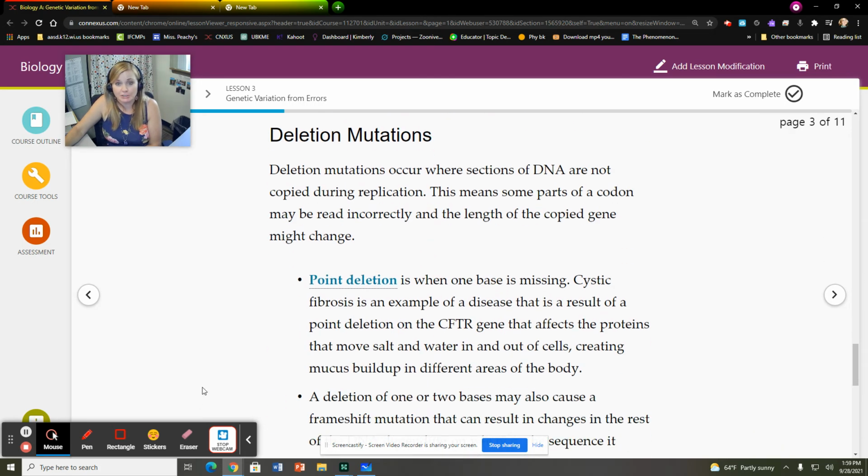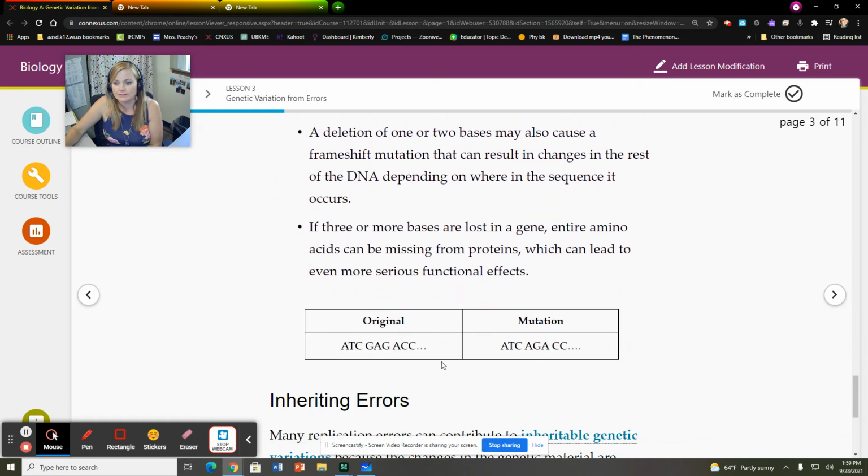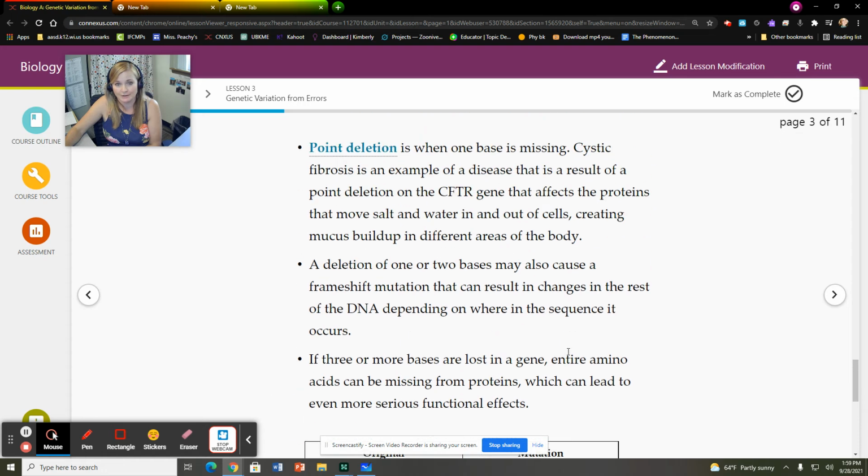Then we have deletion mutations, and you guessed it, they're taking one of the letters away, at least one, sometimes more than one, right? So if you delete one of the letters here, we have ATC, GAG, ACC. Now we have ATC, we're missing the G. And again, everything shifts. So it becomes another type of frame shift mutation there because you're shifting the frame. Unless you're deleting all 3, that could have some really catastrophic effects.